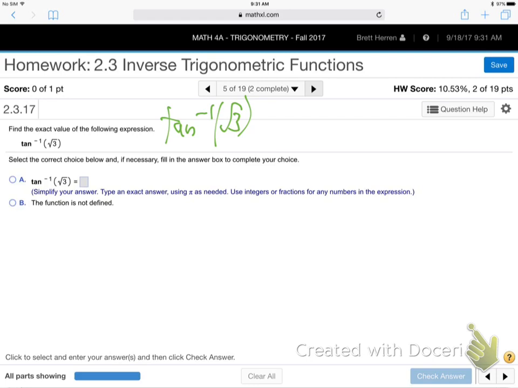So tangent inverse of square root 3. How do we do that? So first quadrant, right? Positive. We're positive in the first quadrant there. So we're up here like that. It's going to be one of those 3. It's not the fourth quadrant because it's not negative. So, which of those 3?